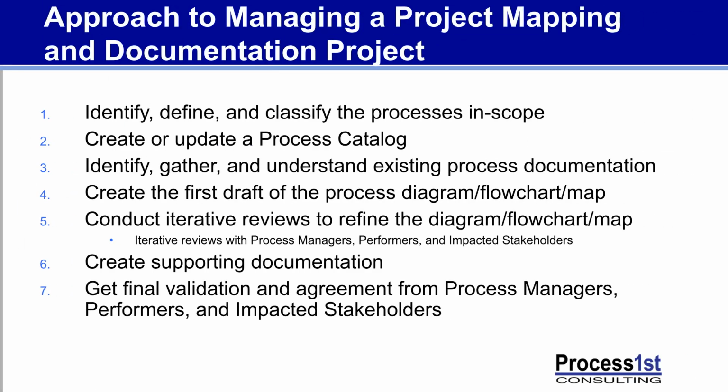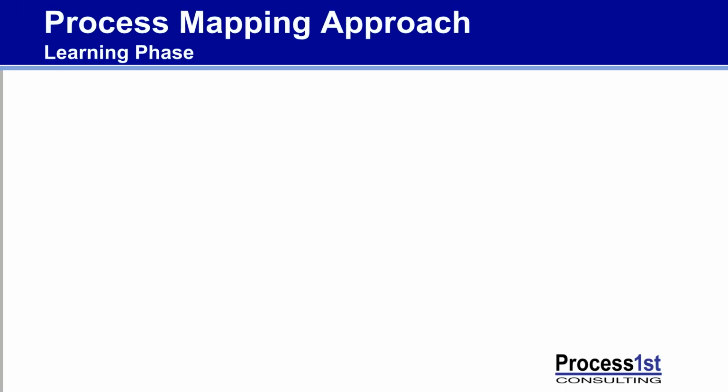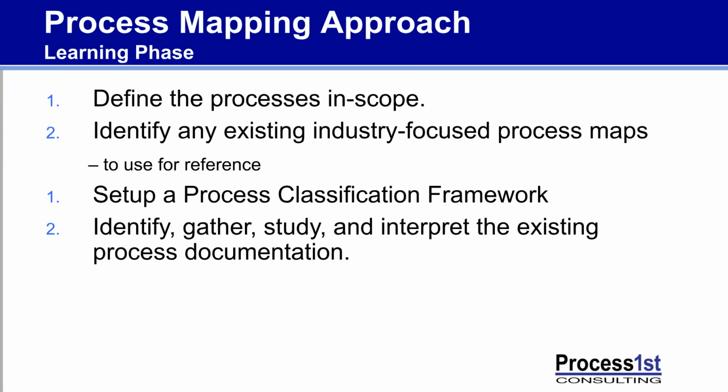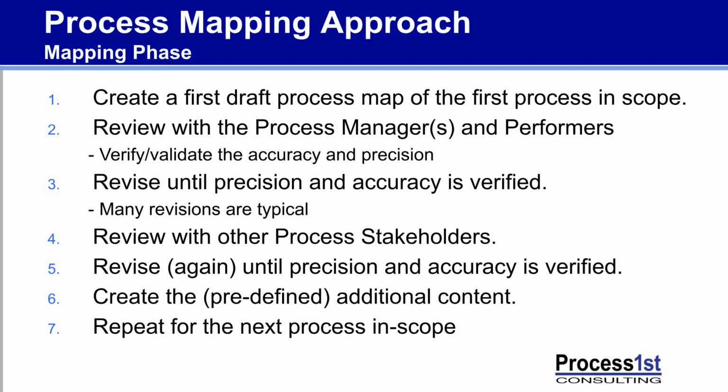Our professional approach involves 7 steps: identifying and classifying processes, creating a catalog, gathering existing documentation, drafting, iterative reviews, creating support docs, and final validation. In the learning phase, we define the scope, identify reference maps, establish a classification framework, and interpret existing documentation to build our foundation. The mapping phase is iterative.